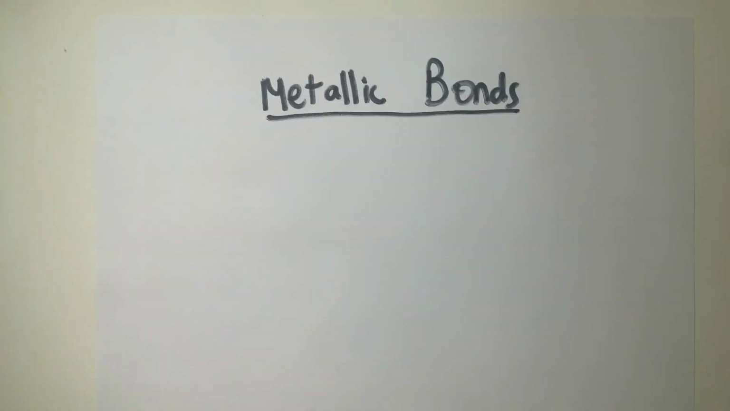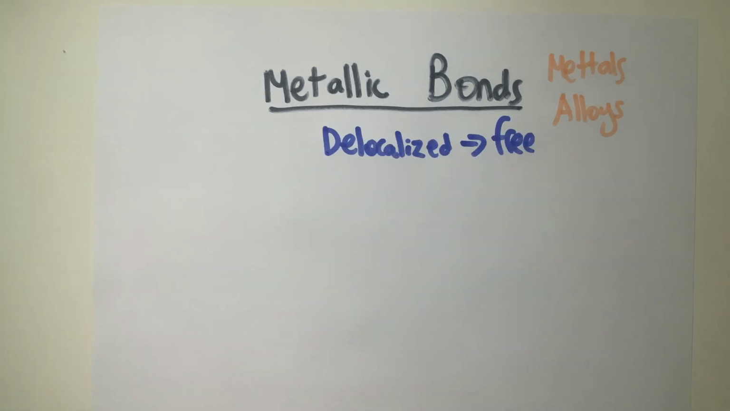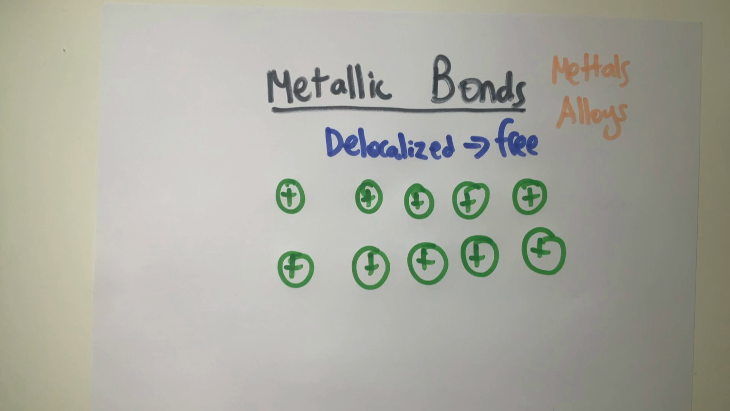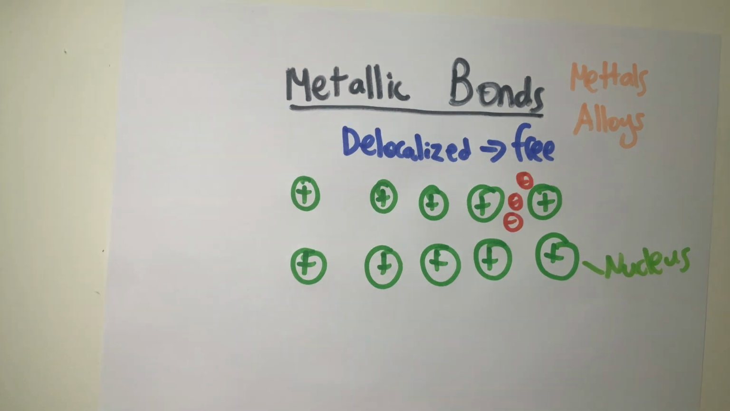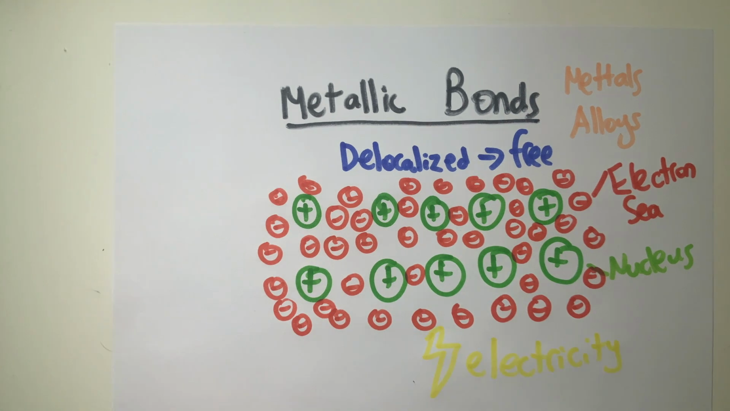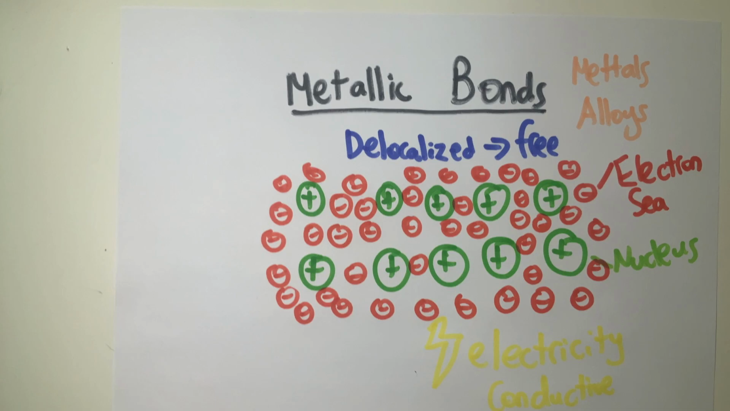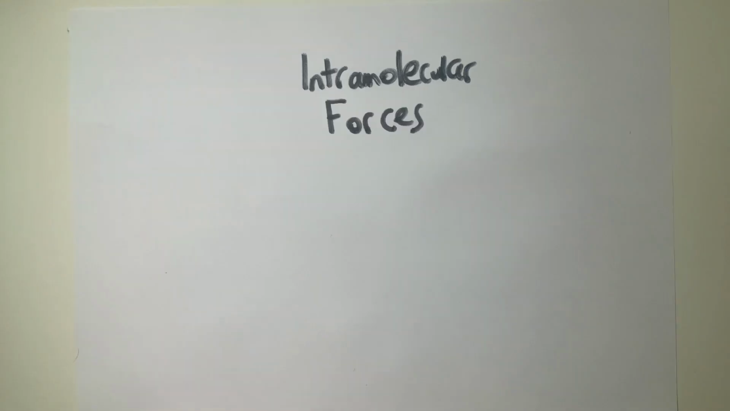Metallic bonds. Metallic bonding occurs only in metals or metallic alloys. The valence electrons of atoms participating in metallic bonds are delocalized, meaning that they can move around from atom to atom. This forms a sea of electrons, and the abandoned atomic nuclei are left with a positive charge. This constant flow of electrons forms electrical conductivity.